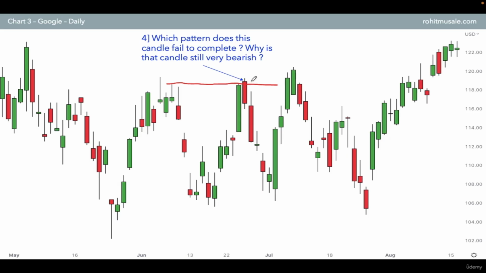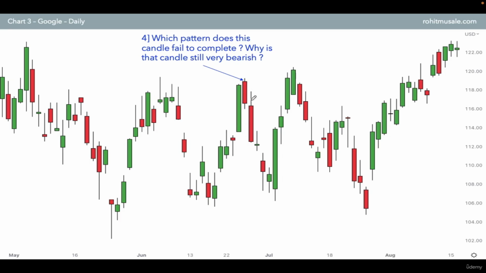Anytime you see a candle which is opening above resistance but closing below it, that's a very powerful bearish sign. I would go short on that candle, even though it is not completing a dark cloud cover or a bearish engulfing pattern. I would still go short with a small position simply because it opens above the resistance but fails to hold there and closes back below the resistance.